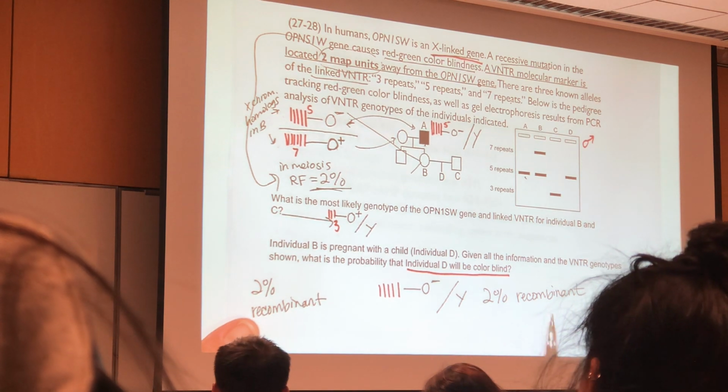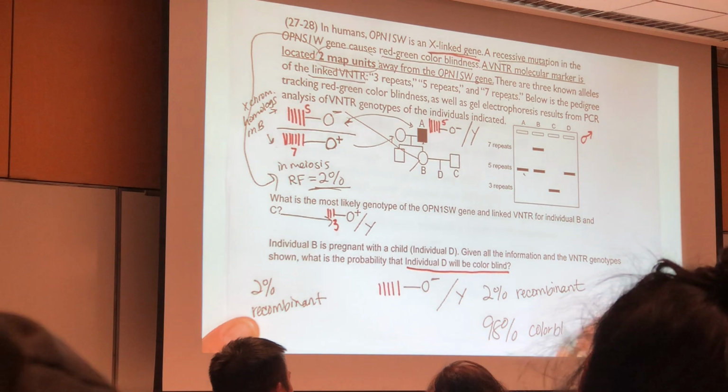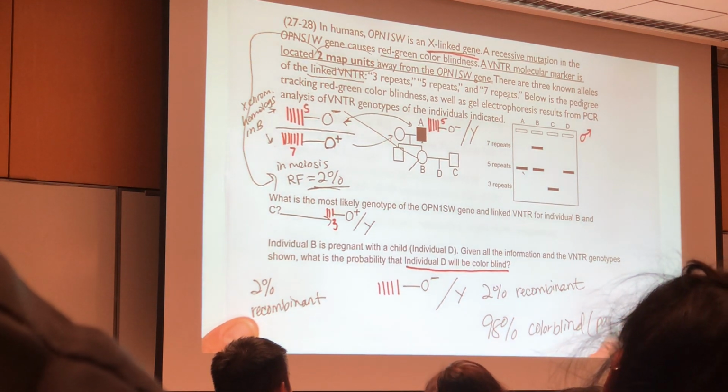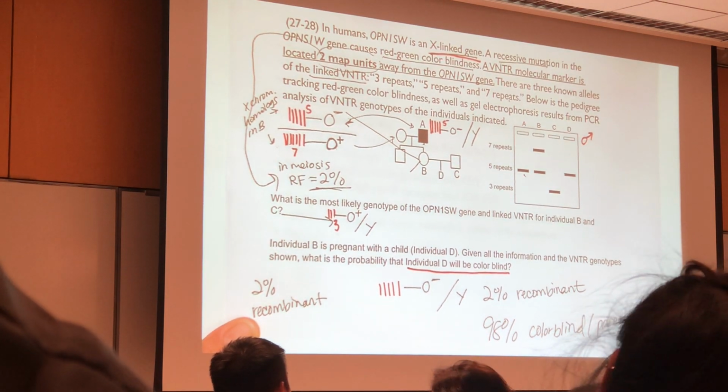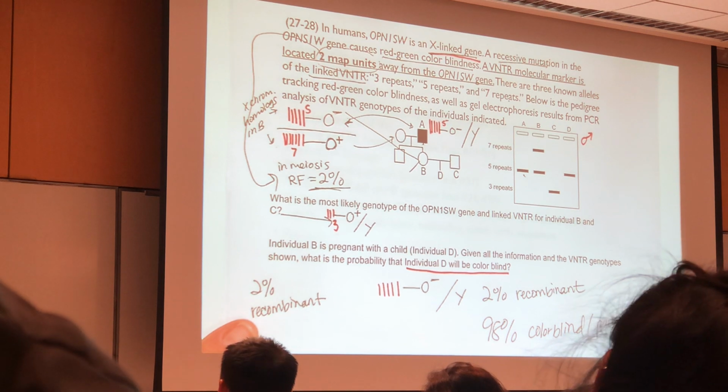We're saying it's 100% that they're colorblind based on him inheriting this VNTR if there was no recombination. But because there's a 2% chance of recombination, there's a 98% chance of him being colorblind. Right, which would be the parental genotype.